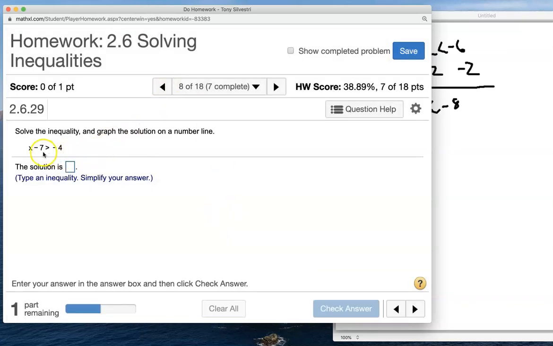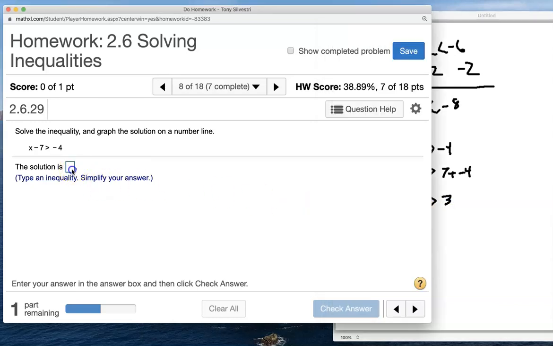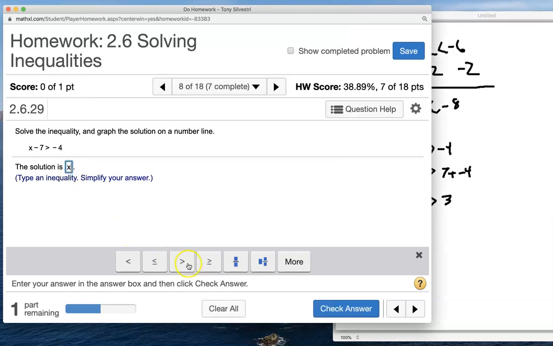What do you do here? I would add 7 to both sides. What would you do if there was an equals? You'd add 7 to both sides. So you'd have x minus 7 is greater than -4. Add 7 to both sides. 7 plus a -4 is 3. X is greater than 3. The solution is x is greater than 3. They even give us a little greater than sign. Check your answer.